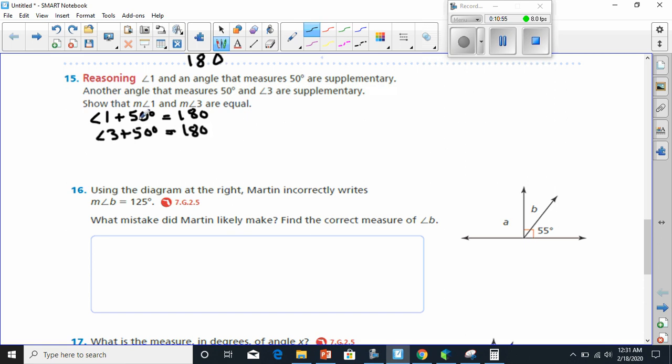Show that number 1 and 3 are equal. This is pretty easy. If I solve this problem here, it's going to give me angle 1 is equal to 180 minus 50. And I really should say degrees, I guess. That means that angle 1 must equal 180 minus 50, that's 130.